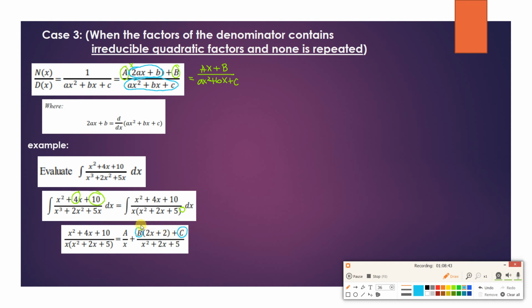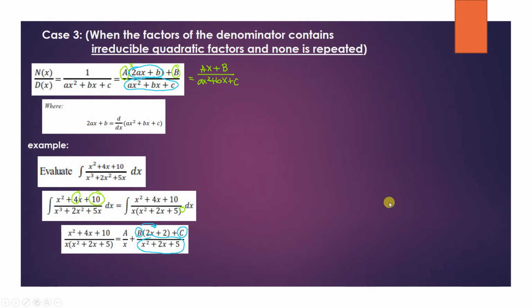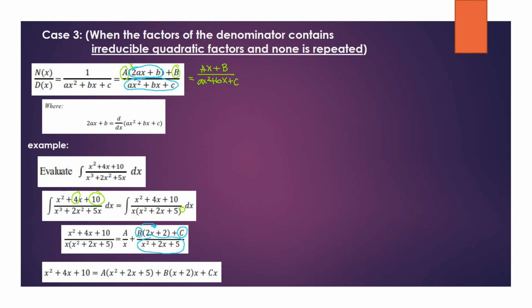Tapos si B, multiply ko ng 2x plus 2. Saan ko nakuha yung 2x plus 2? Yan, yung denominator derivative. So, sana nasusundan ako. Pag dinerive natin yung denominator na x squared plus 2x plus 5 ay 2x plus 2.